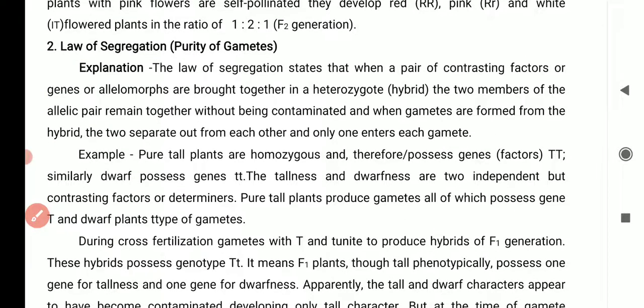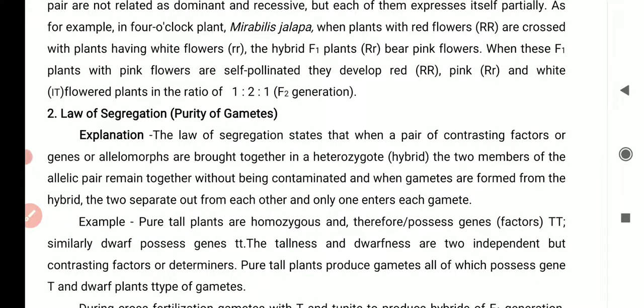Now let's go to the second law, that is the law of segregation. So I hope incomplete dominance and dominance is clear.